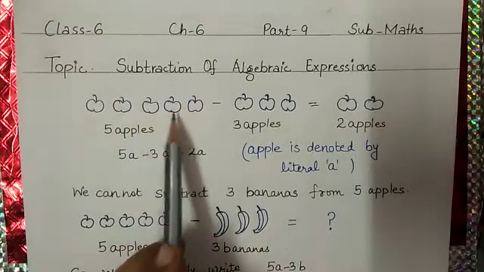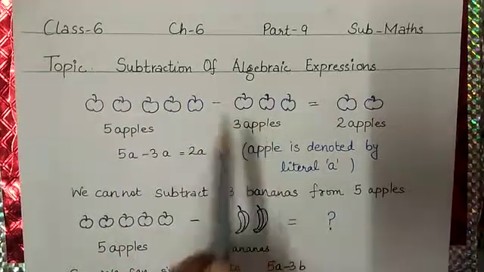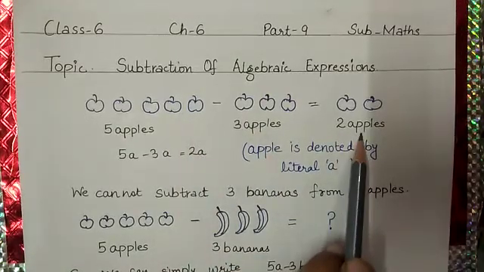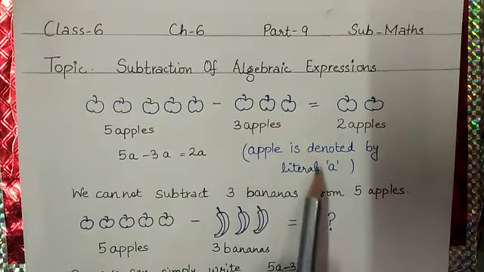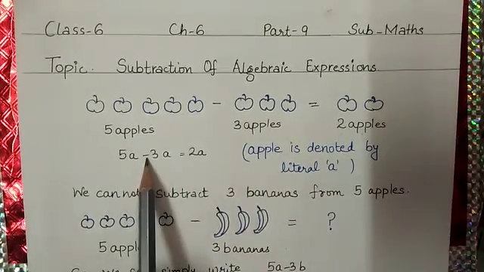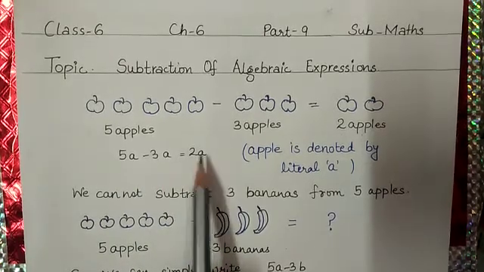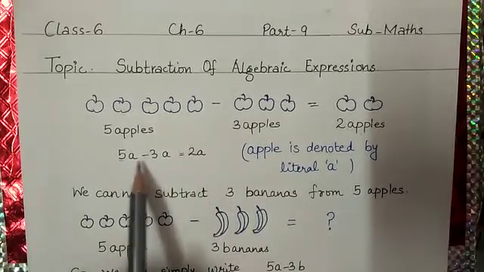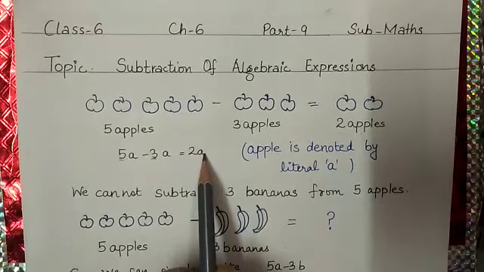Here I have drawn 5 apples. If I have to subtract 3 apples from 5 apples, I will get the result 2 apples. Right? Now, if I denote apple as A, then I can write 5A minus 3A, and that will become equal to 2A. What is going on there? We are subtracting only the numerical part, and the variable part remains the same.